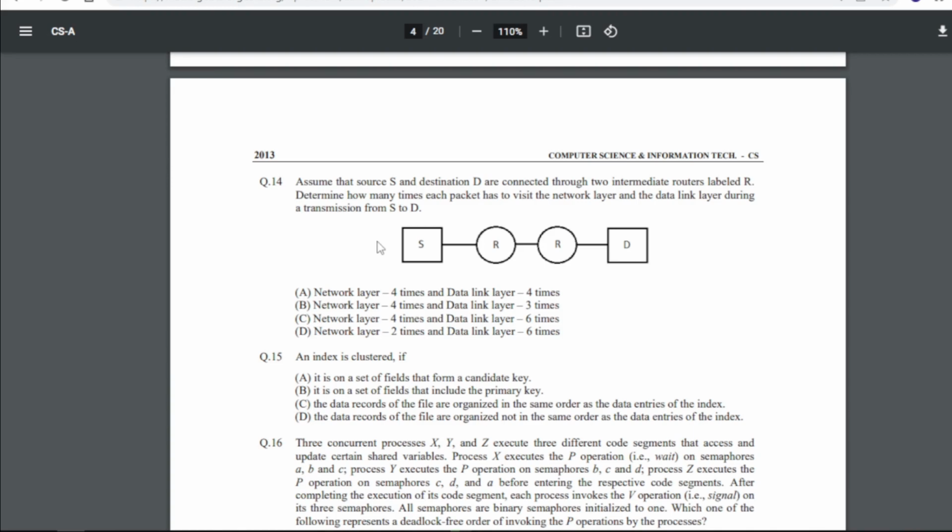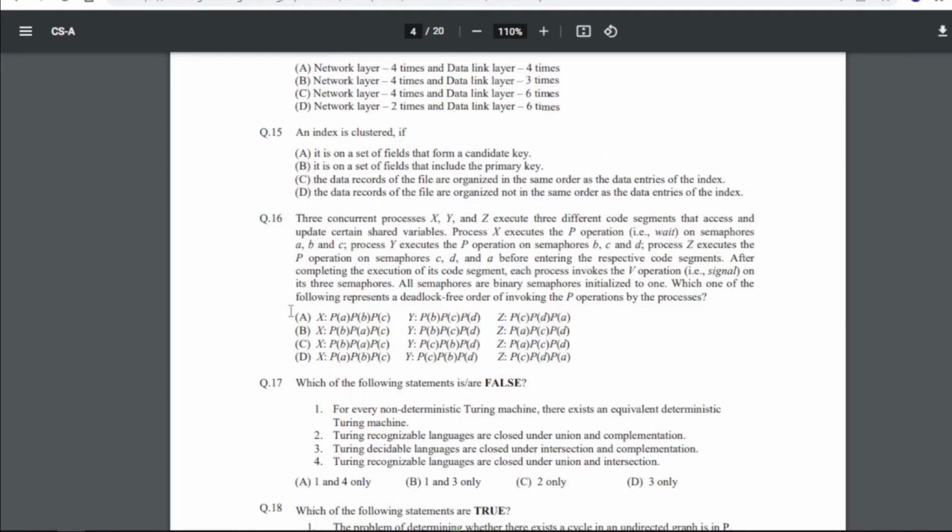So for 14, our answer will be C, that is network layer 4 times and data link layer 6 times. An index is clustered if... So for 15, our answer is C, that is, an index is clustered if the data records of the file are organized in the same order as the data entries of the index, right?